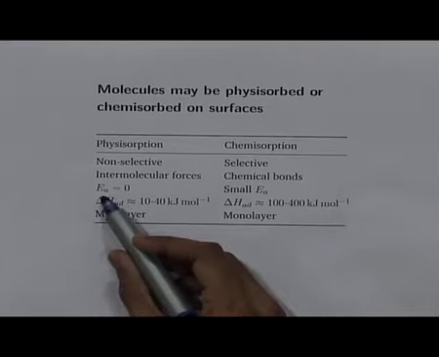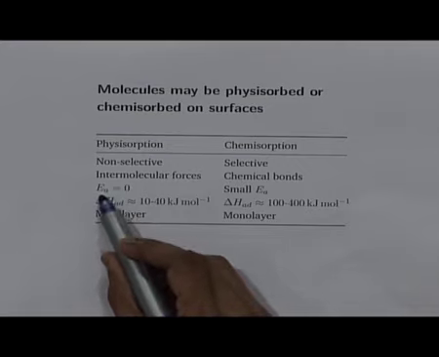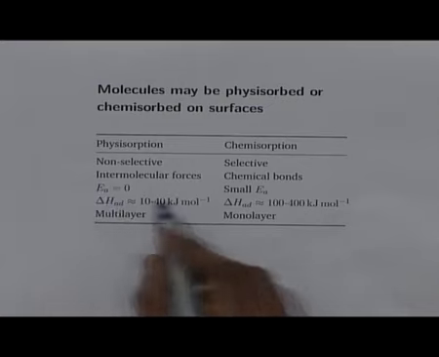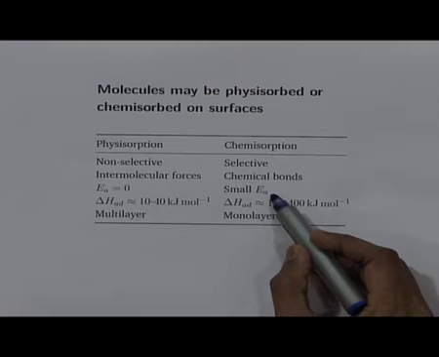The third difference, and this is a significant difference, is that the activation energy for physisorption is 0, which means that it has almost no barrier to physisorption, and in the case of chemisorption there is an activation barrier, but it might be small.